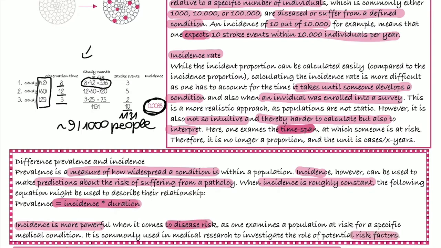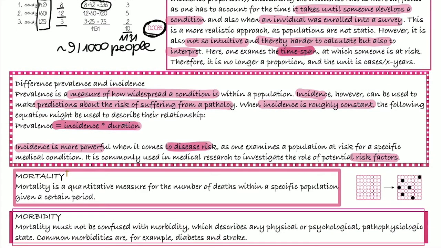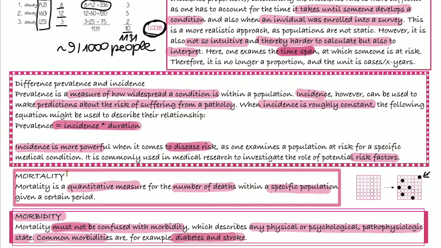And now a quick word about mortality and morbidity. Mortality again is a quantitative measure, here for the number of deaths within a specific population or a certain time period, denoted here as the black dots. And it mustn't be confused with morbidity, which describes any physical or psychological pathophysiologic state. Common morbidities are, for example, diabetes and stroke.